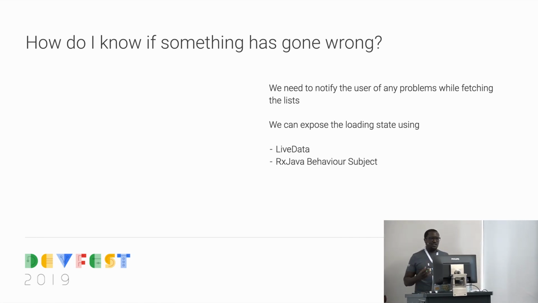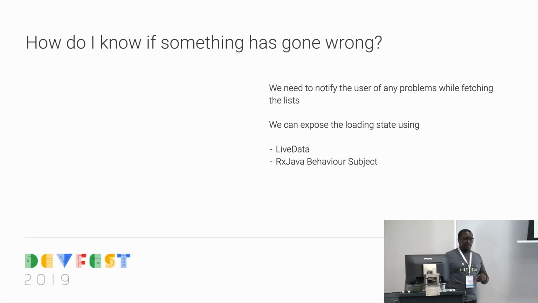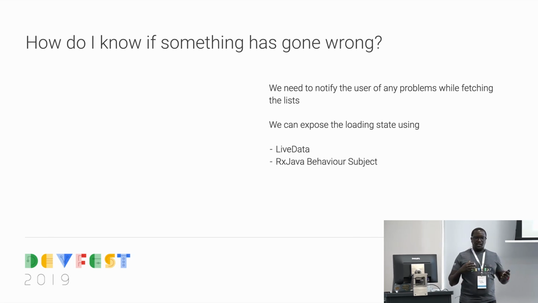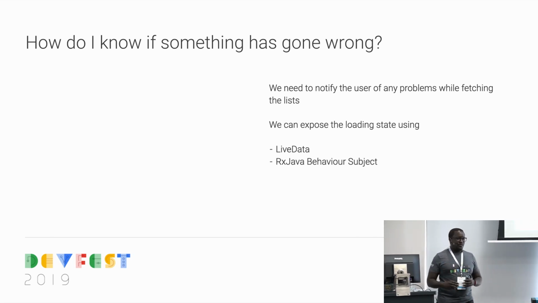So we can use LiveData and pass in a state of what's going on in the application and propagate it to the UI. Once you have that, you just need to observe it and toggle the states of what your application is doing. For example, I want to load data, so I can show a loading spinner and say, okay, I'm loading from the API, you can hold on.